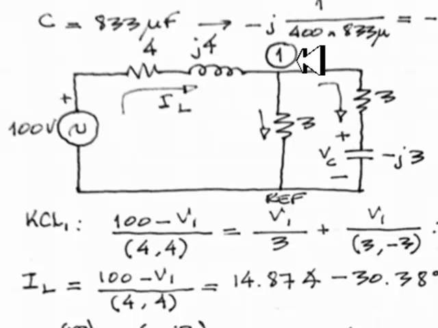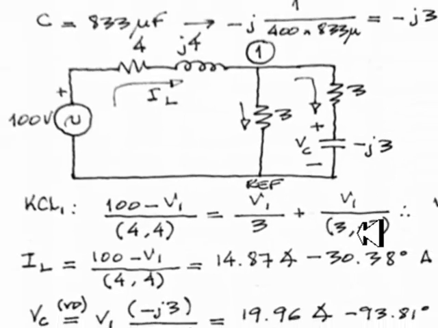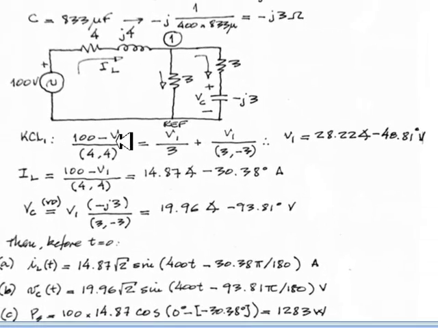We need only one KCL equation for node 1. Currents going in, this one: 100 minus V1 divided by this impedance, 4j. That is equal to the currents leaving the node. This one, V1 over 3, and this one, V1 divided by the impedance 3, negative 3j. From there, we solve for the voltage of this node, V1, as a phasor, 28 volts with negative 49 degrees approximately. That is that voltage. But that is not what we need to find.